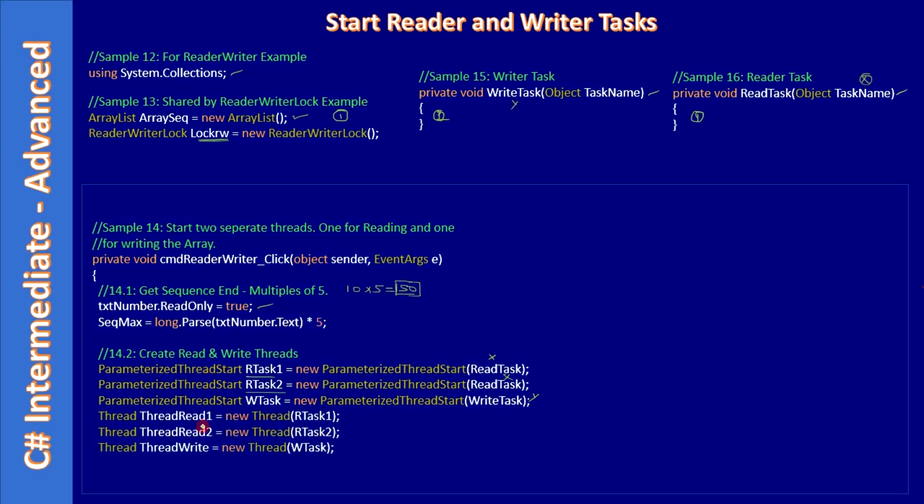So these are all just delegate declarations. Here we are creating ParameterizedThreadStart by passing our function name. So delegates are ready, and based on the delegates we are creating the threads. So there are 2 reader threads and 1 writer thread.